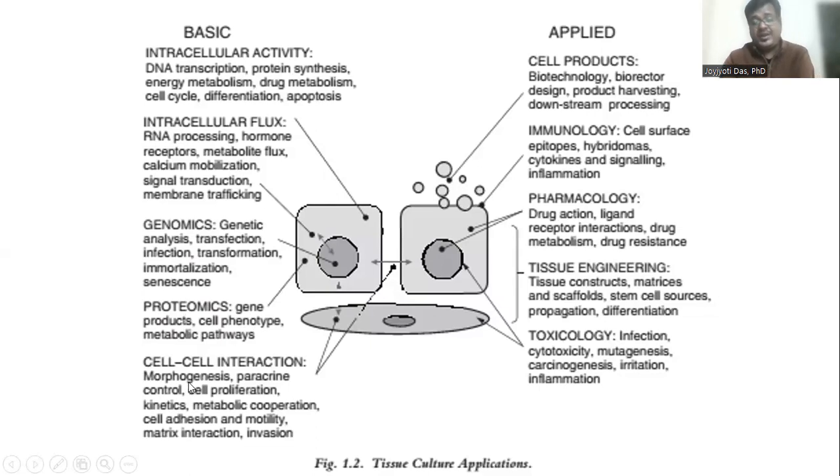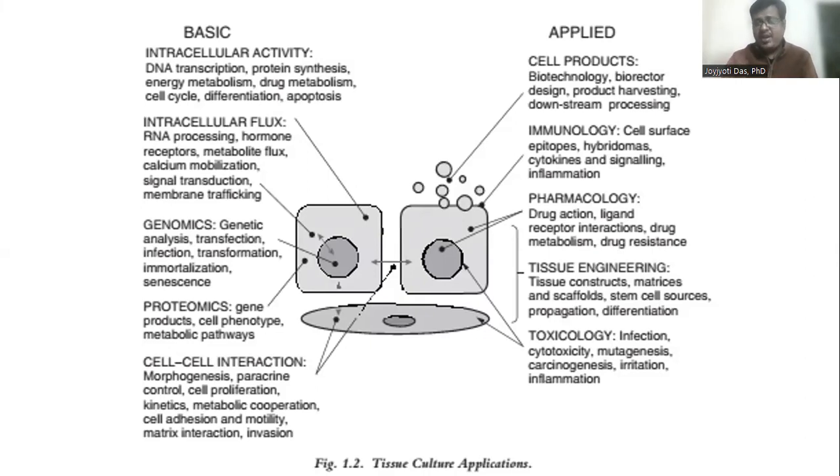Okay, you can also study cell-cell interactions because you will grow cells together in a plate, cells sitting side by side. What is the exchange of chemicals taking place, and what is the paracrine control of one cell over the other? How cell-cell interactions are affecting cell proliferation, metabolic cooperation, adhesion, motility, or matrix interaction and invasion properties of cells. All these can be studied under the basic applications of cell culture technology.